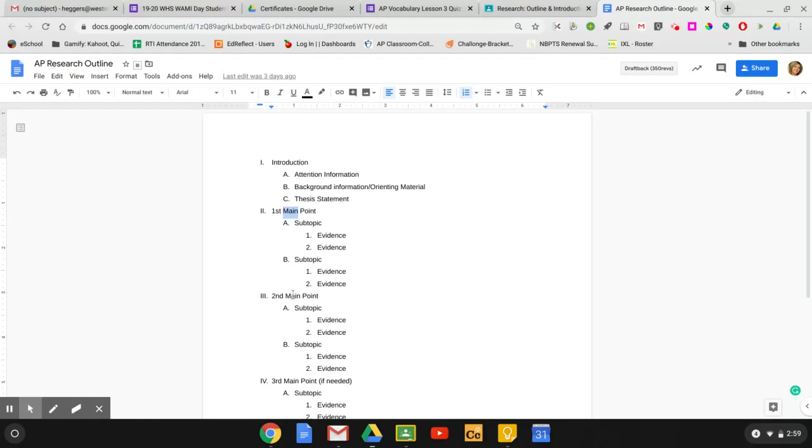So if my second main point was trying to prove that they have a lot of benefits, then I would break that down. I would talk about fitness benefits for a subtopic, and then I'd pull in evidence for tracking heart rate, tracking exercise, tracking food, different ways that it can help out. Just tracking your steps and your activity and things like that. Those would all be evidence.